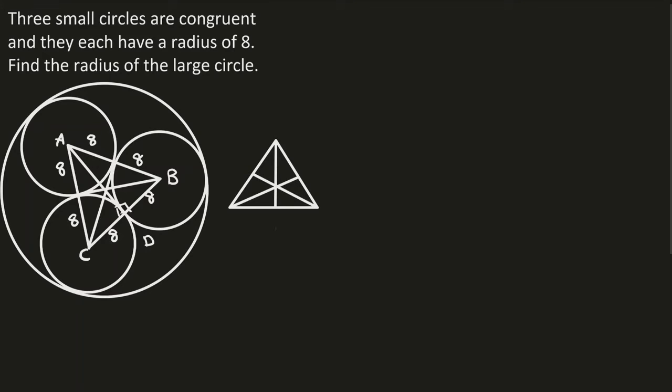So we can all see that the medians all intersect at a certain point, and this point is called a centroid. And what do we know about the centroid? Well, let's label some points. Let's call this A, B, and C. If B is the point of the centroid, we have that AB is equal to 2/3 of the length of AC.